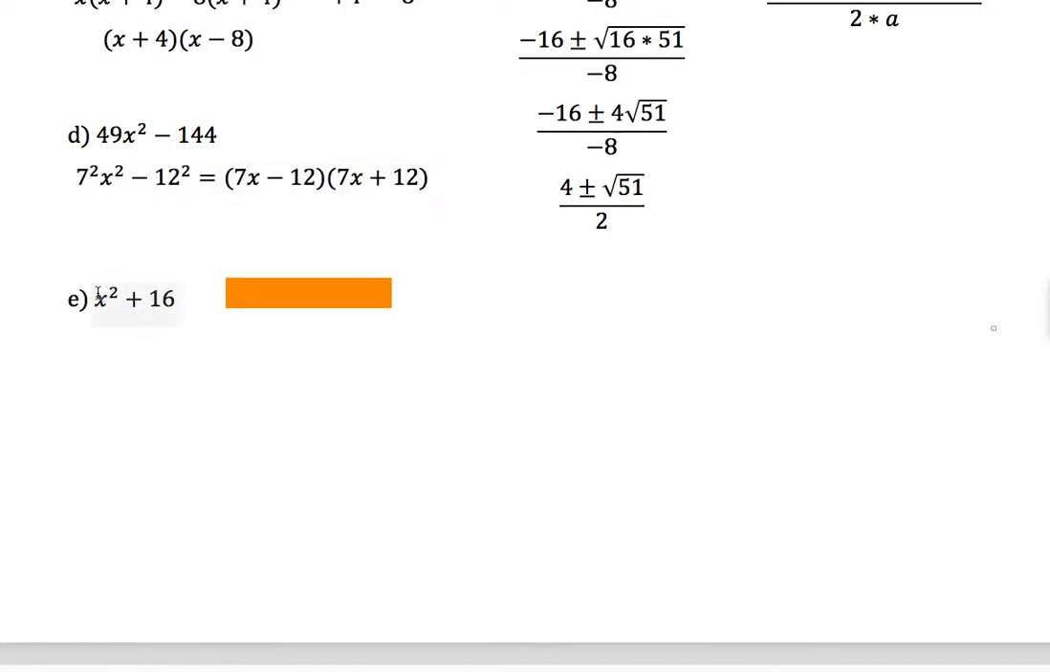The last one, x squared plus 16. Yes, 16 is a perfect square, but I'm adding here instead of subtracting. So notice up here I was subtracting. This is not a difference of squares because we're adding, so this is not factorable.